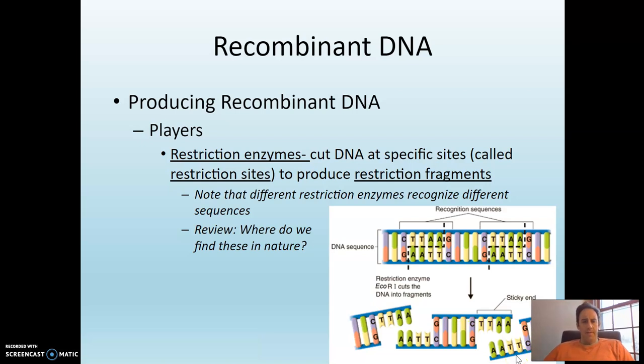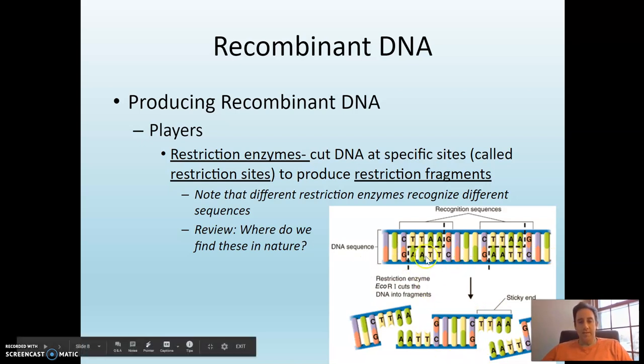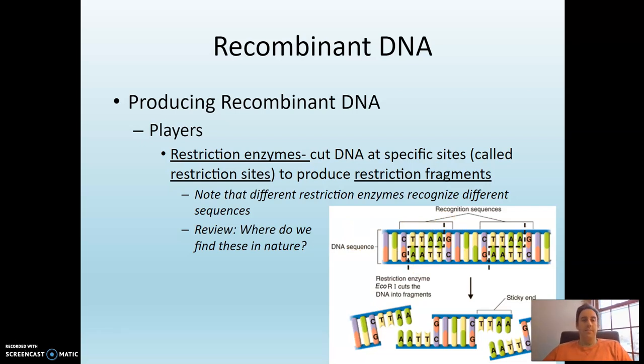Now, I think we've alluded to these before, but it was very brief and minor. Where do we find these in nature? These are actually found in bacterial cells. It turns out that bacteria use these restriction enzymes as a defense against viruses. So if a virus injects its DNA into a bacterial cell, this cell has restriction enzymes that can chop that viral DNA up and restrict its activity, hence the name restriction enzymes. They restrict the virus's ability to replicate itself inside that bacterial cell.